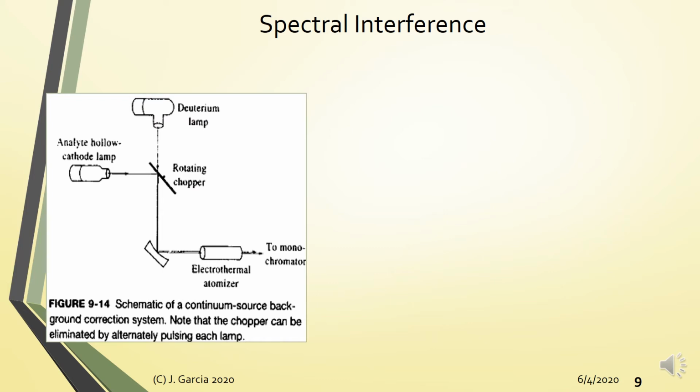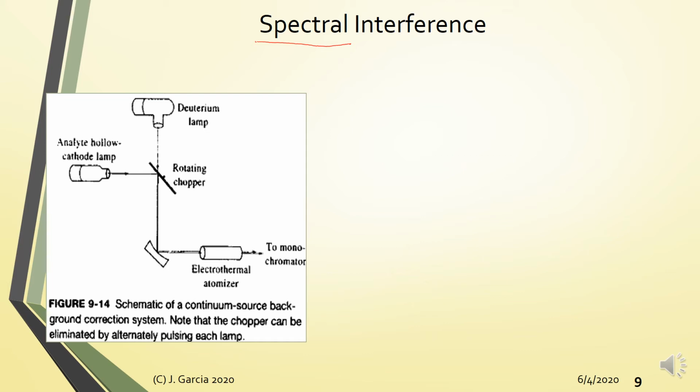Okay, so next let's discuss your interferences for AAS. There are actually two types of interferences: spectral interferences and chemical interferences. Spectral interferences refer to anything that will co-absorb radiation from the hollow cathode lamp, or from your light source.